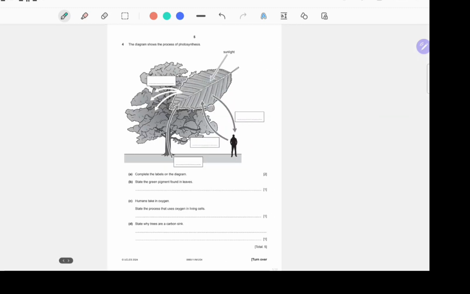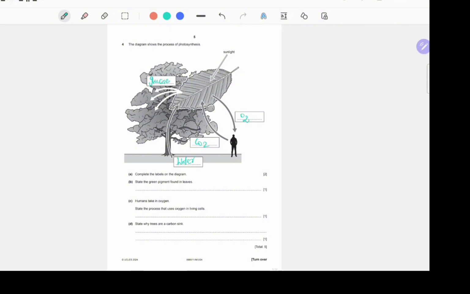Fourth question, the diagram shows the process of photosynthesis. So how do we write this? First question, complete the labels on the diagram. Here, water is being absorbed. The plant is taking in carbon dioxide and giving out oxygen, and this is glucose or sugar. It is being spread. These are the parts you have to write there.